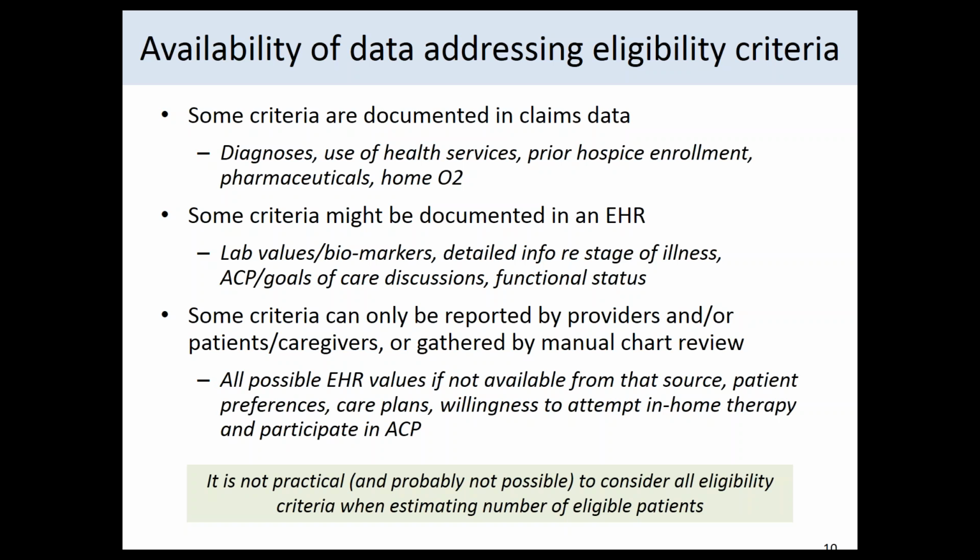So you're going to be using proxy data elements, you're going to be identifying a population of patients which is very likely larger than the number of individuals who will ultimately qualify for services. Next slide, please.